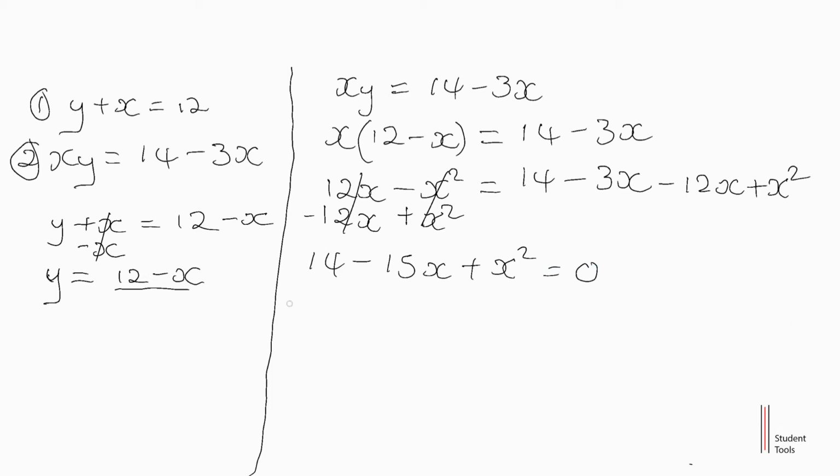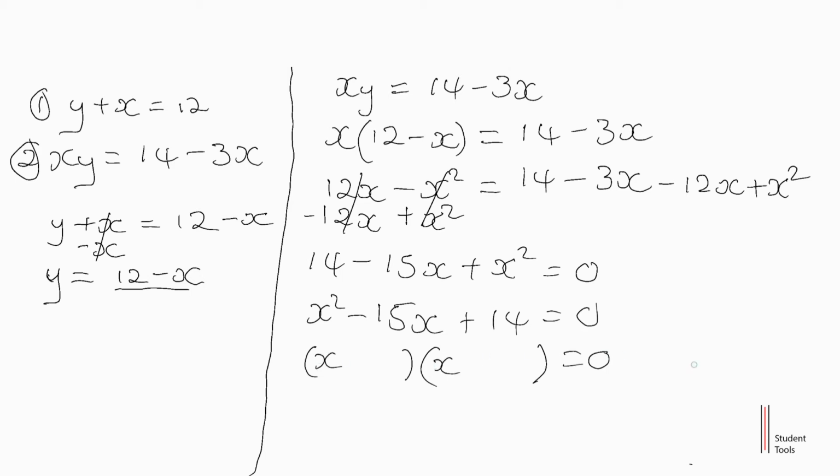Alright, let us start with the x squared. So we have x squared minus 15x plus 14. So now the same thing, equal to 0. So now let us factorize this quadratic equation. You know, we use two brackets, equal to 0. Here we'll have x and here we'll have x.